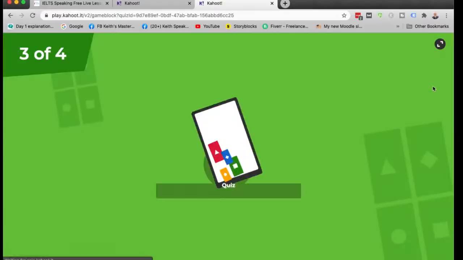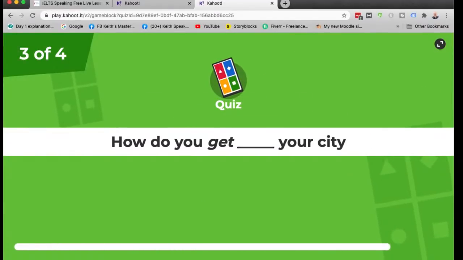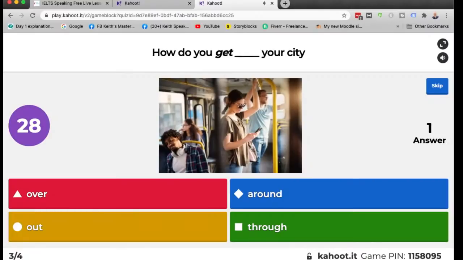Question number three. How do you get blank your city? So me and Fiona asked each other this question. How do you get blank your city? Celine, you're right. You are brilliant students.